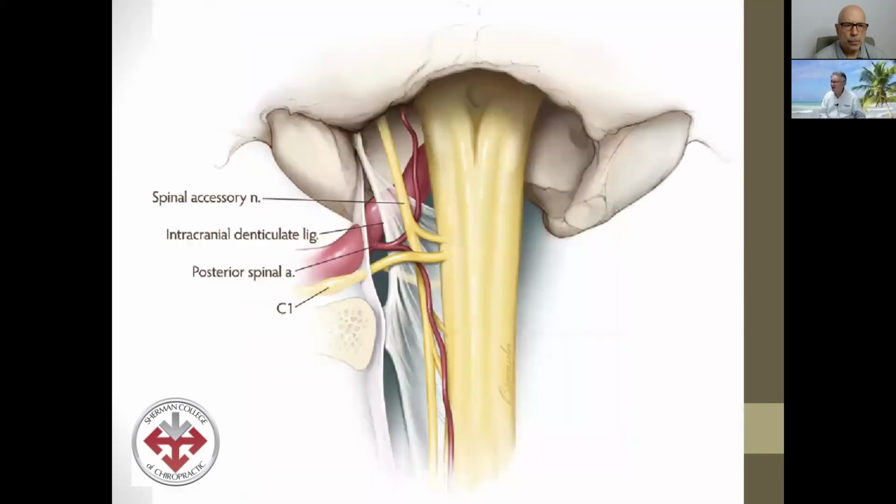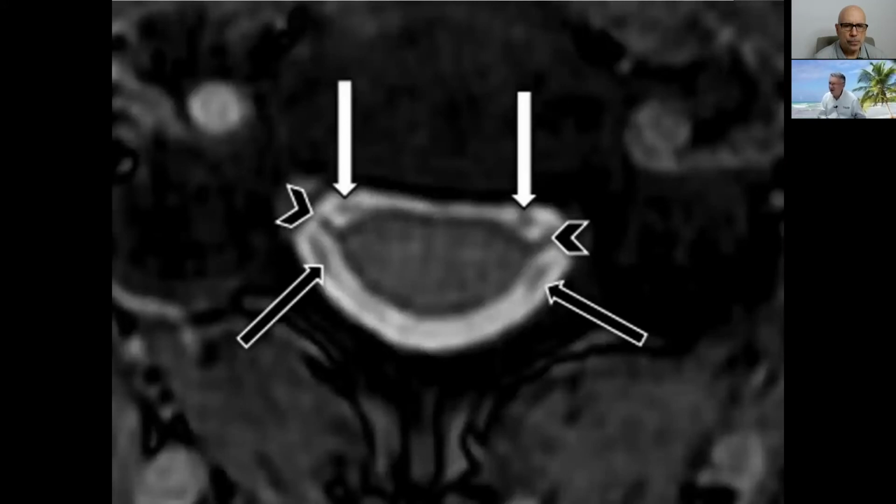In this illustration, we can see the relationship between the spinal accessory nerve, the intracranial dentate ligament, the posterior spinal artery, and the C1 nerve. And wow, that's a scary area to have a misalignment. Right. And its potential impact on one's well-being is dramatic.